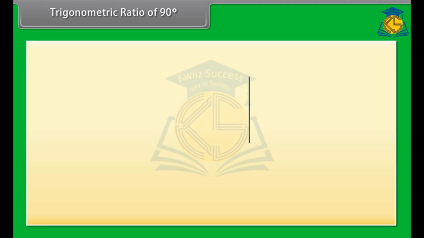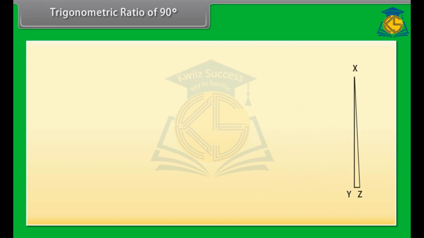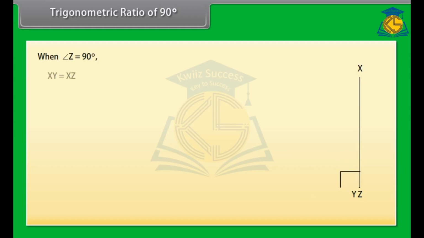Trigonometric ratio of 90 degree. Consider the right-angled triangle XYZ. Increase the measure of angle Z slowly. You can see that XZ rotates right and becomes steeper. When the measure of angle Z is increased to 90 degrees, XZ merges with XY and the length of YZ is 0. Let us understand what happens to the values of trigonometric ratios.